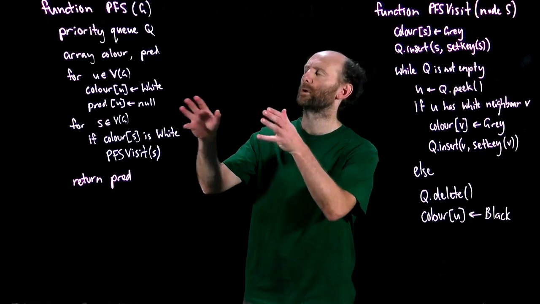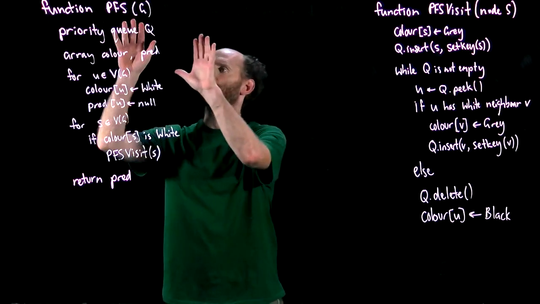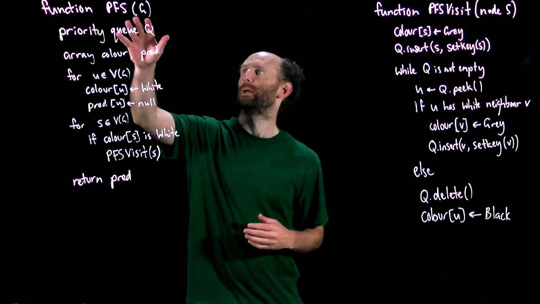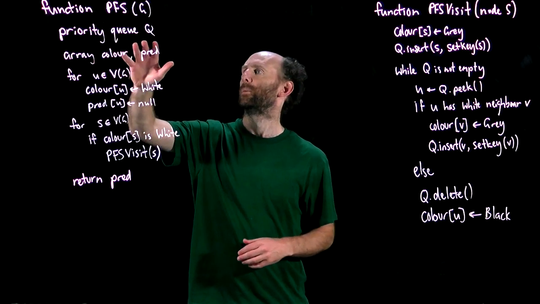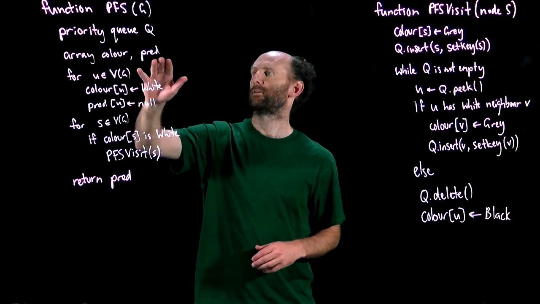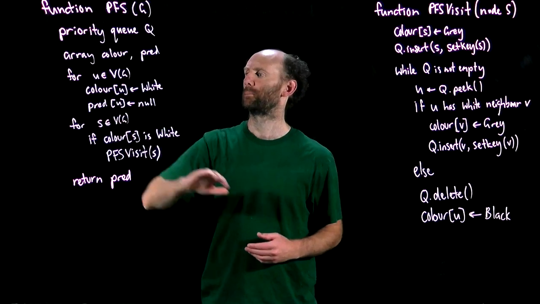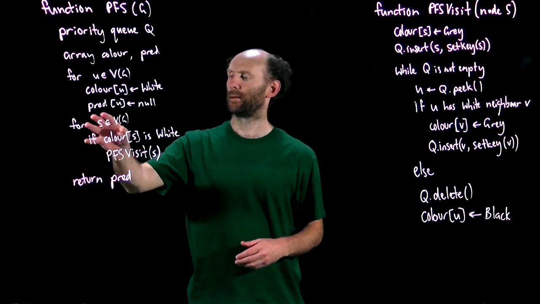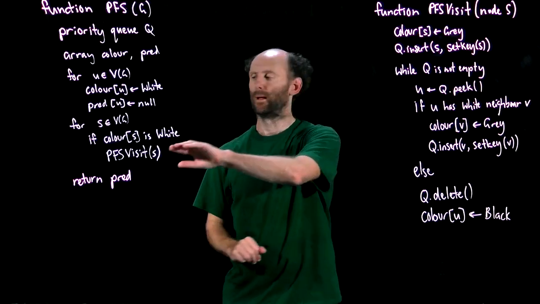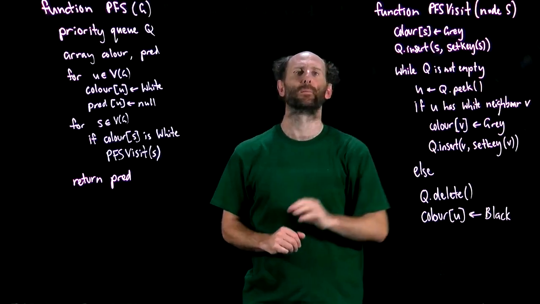Okay, so here's our pseudocode for priority first search. As usual, we've split it up into the main routine and the visit subroutine. We give it a digraph G, we initialize a priority queue and the arrays color and predecessor. We set everything to white, we set the predecessor to be null everywhere, and then we look for white nodes. We dive into PFS visit with the first white node we find, we color it grey, then we insert it into the priority queue.